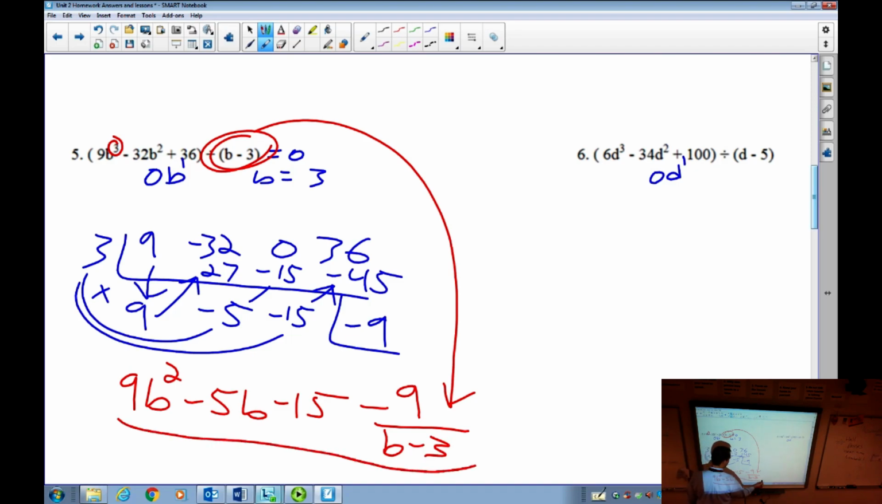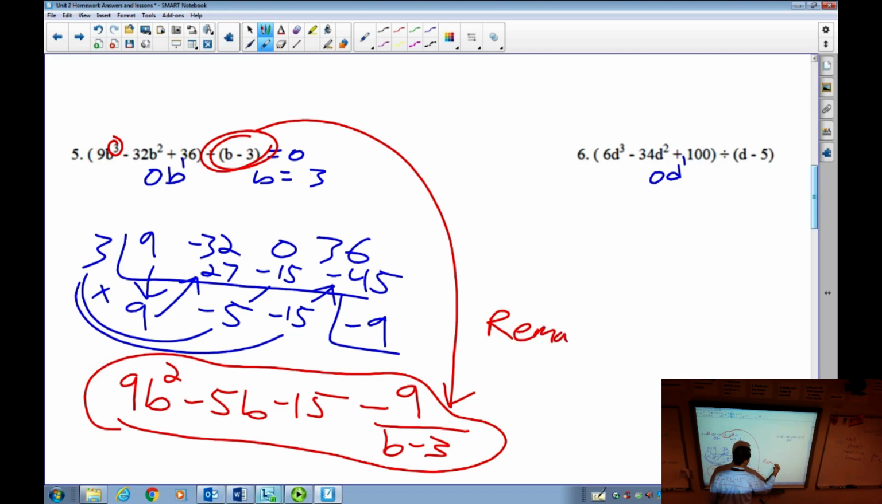You do need that minus 9 as a remainder as a fraction over the divisor. So we'll say remainder, and your answer needs to be the remainder divided by the divisor. So please make sure to do that, because that is worth a point just by itself, as well as 9b squared minus 5b minus 15.